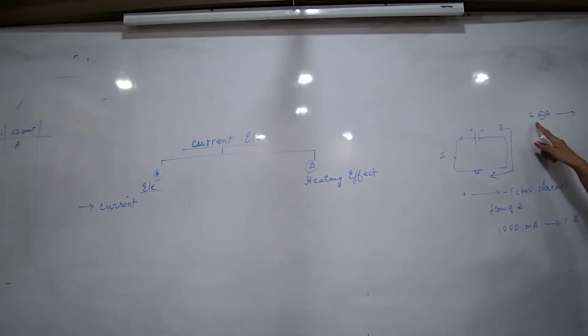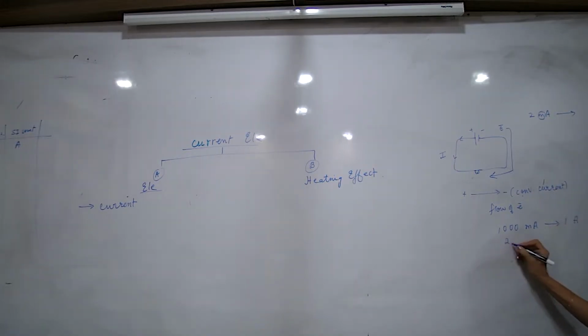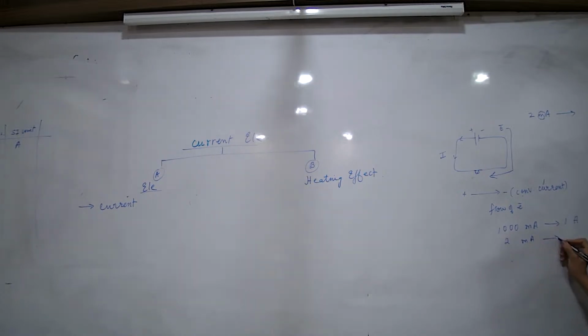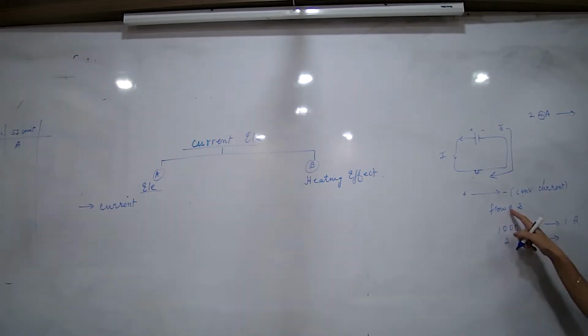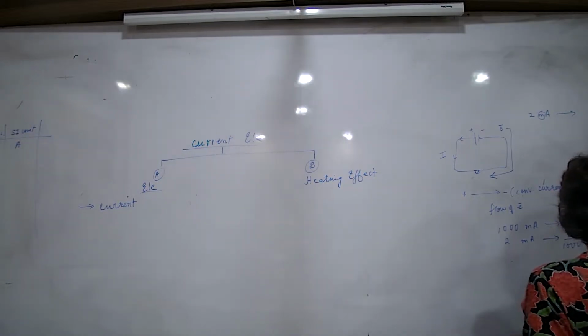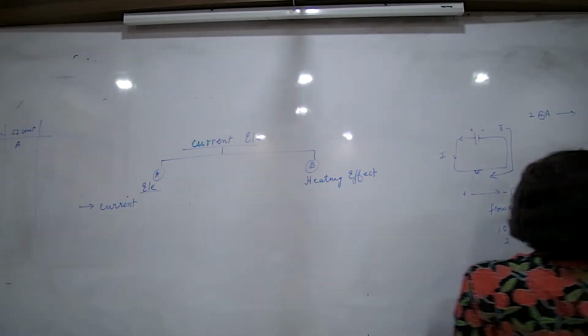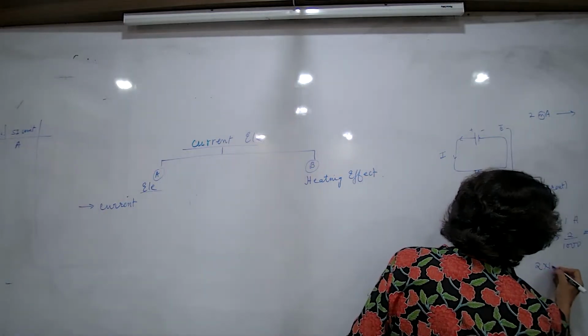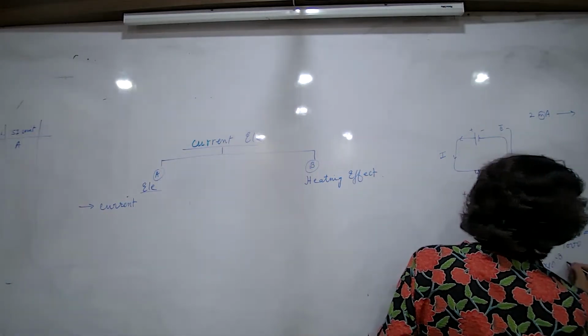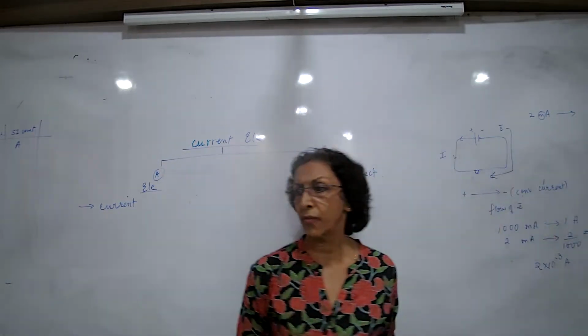Okay, now what have I given you? I've given you 2 milliamps. So it is 2 milliamps and I want to convert it. So it's obviously going to be divided by. So it is 2 divided by 1000, or you can also say 2 divided by 10 raised to the power of 3, or you can say 2 times 10 raised to the power of minus 3 amperes. Is that okay? Have you all followed?